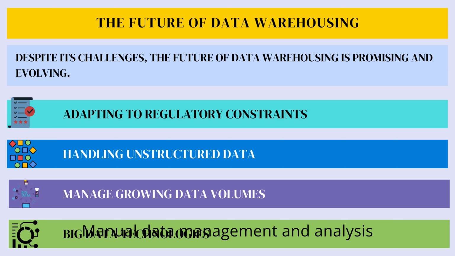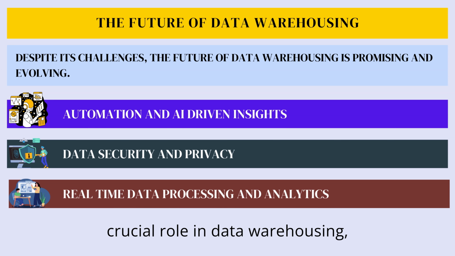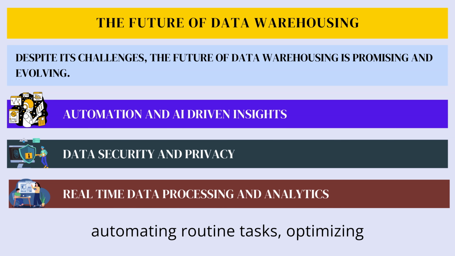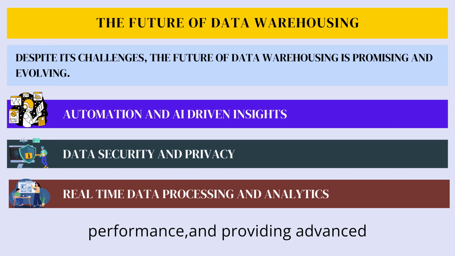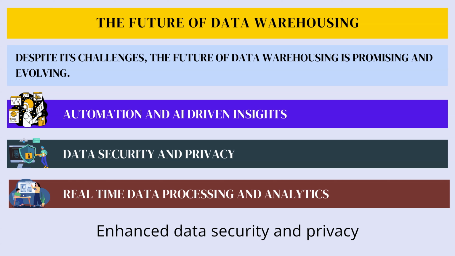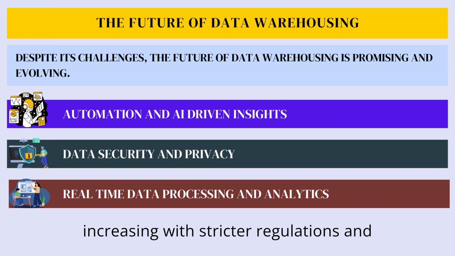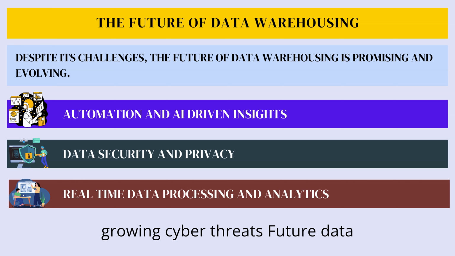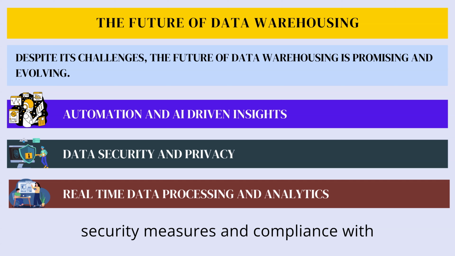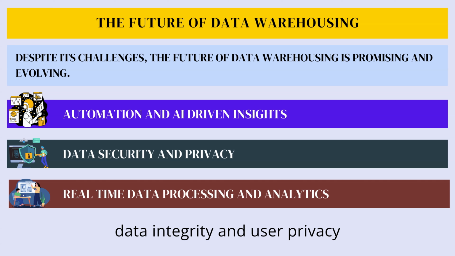Manual data management and analysis processes can be time-consuming and prone to errors. Automation and artificial intelligence will play a crucial role in data warehousing, automating routine tasks, optimizing performance, and providing advanced insights through predictive analytics and data-driven decision-making. Enhanced data security and privacy. Data security and privacy concerns are increasing with stricter regulations and growing cyber threats. Future data warehouses will prioritize robust security measures and compliance with data protection regulations, ensuring data integrity and user privacy.